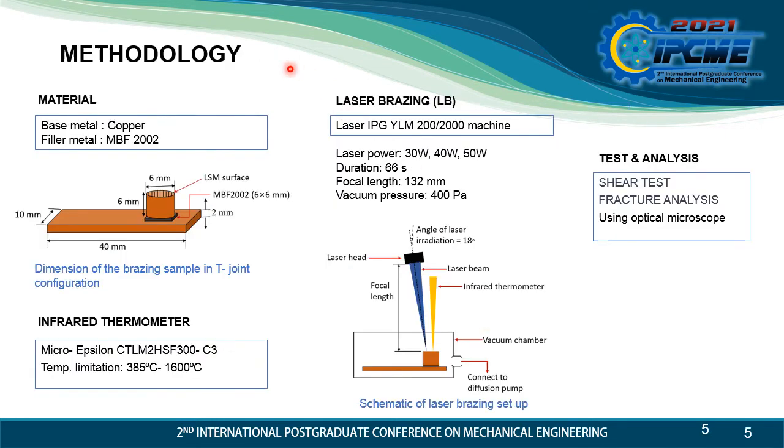Next, methodology. For material, we use copper rod and copper plate as the base metal and MBF2002 as the filler metal, which is a copper-based filler metal. This is the dimension of the brazing sample in T-joint configuration. For temperature measurement, we use an infrared thermometer, and for laser brazing, we use an IPG Ytterbium fiber laser machine, with laser power 30 watt, 40 watt, and 50 watt within 60 seconds, and vacuum pressure 400 Pascal. And this is the schematic of the laser brazing setup. For test analysis, we do the shear test and fracture analysis using an optical microscope.